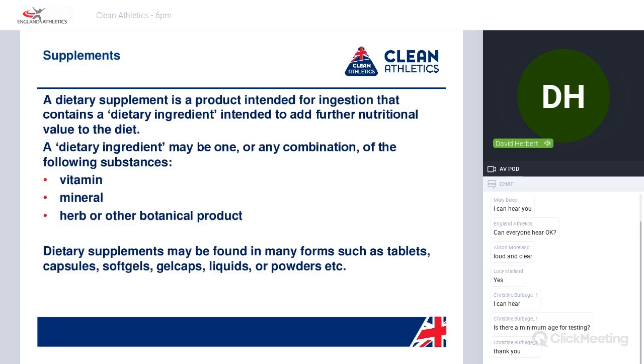So moving from registered medication to supplements. A dietary supplement is a product which is intended to be ingested to add to the nutrition through diet. I said that quite clumsily, sorry. So it's something which supplements the diet that you can get through food. And it could be vitamins, minerals, or things like protein or any other type of supplements. And they can be found in many forms, such as tablets, capsules, gels, liquids, or powders.